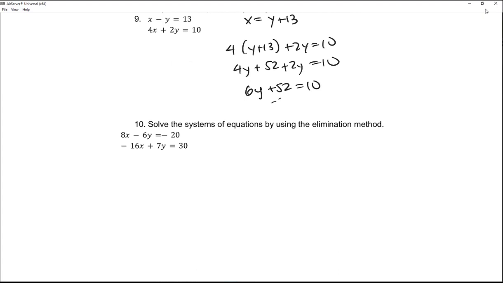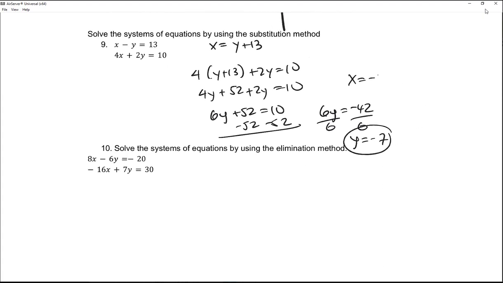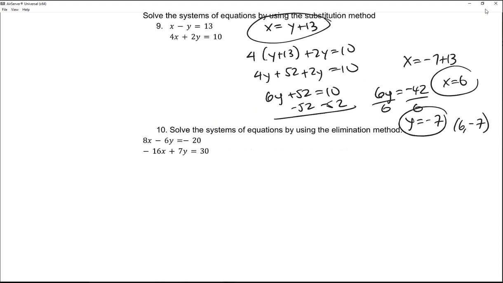Subtract the 52. 6y is equal to negative 42, and divided by 6. Y is equal to negative 7. That means that x is equal to negative 7 plus 13 from this equation. So that's 6. So 6, negative 7 is your point of intersection. Okay.